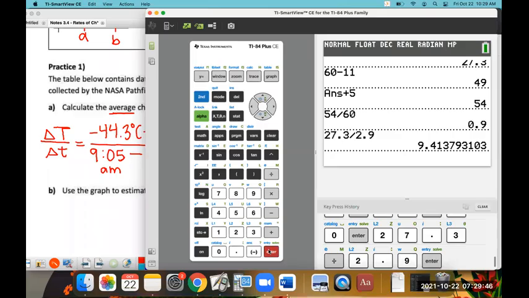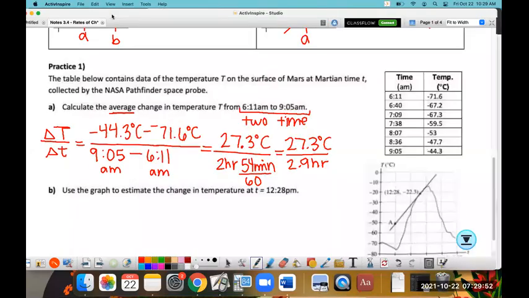All right, 9.41. We'll take it out to 9.414. Use the proper label, degrees Celsius per hour.